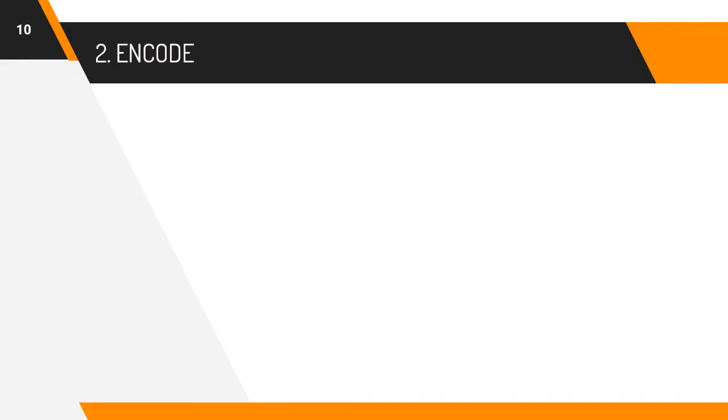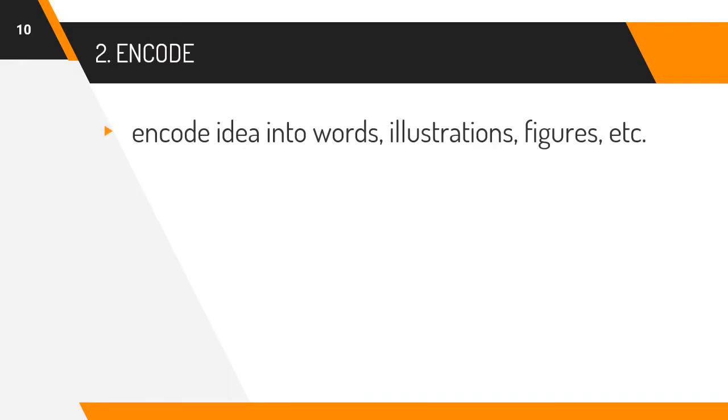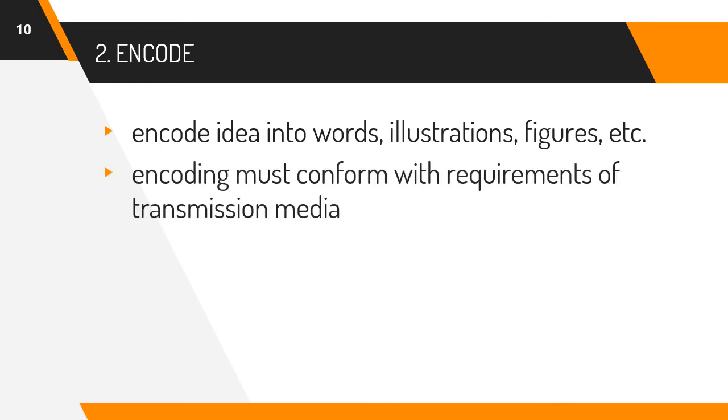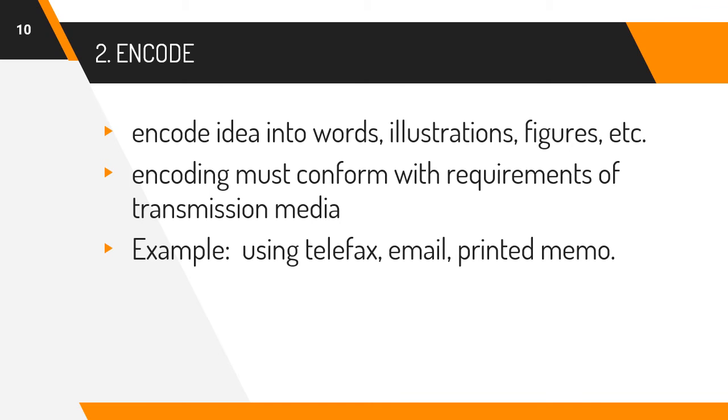The next step is to encode the idea into words, illustrations, figures, or other symbols suitable for transmission. The method of transmission should be determined in advance so that the idea may be encoded to conform with the specific requirements of the identified method. An example is an encoded message using a fax machine or email as a means of transmission.